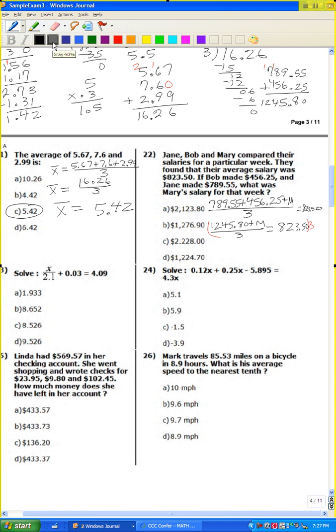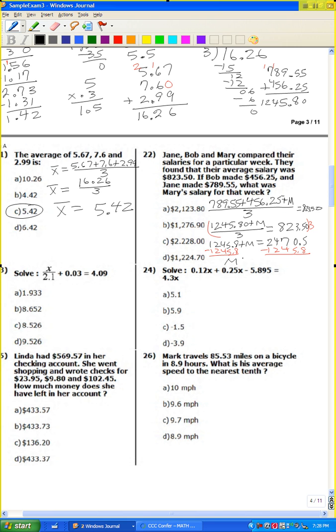Let me multiply both sides of my equation by 3. So the 3's cancel. So you get 1245.8 plus M equals, well, multiplying by 3, I get 2470.5. Subtract 1245.8 from both sides of your equation.